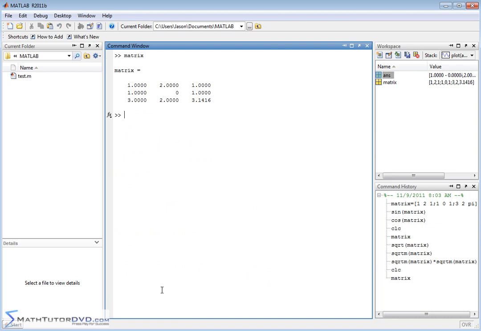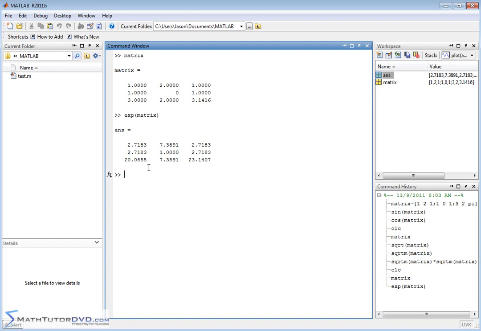So we've talked about square roots. We've talked about trig functions. We have the same sort of thing for exponentials when we want to take e and raise it to the power of something. If you do e to the power of a matrix, then MATLAB is going to go element by element. It's going to say e to the 1, 2.71, e to the 1, 2.71, e to the 3 gives you this element. So in general, when you have a function that you're passing a matrix to, it's going to operate element by element and give you the answer back.